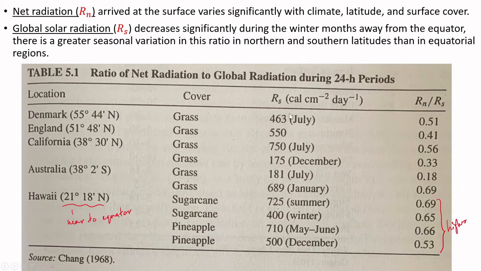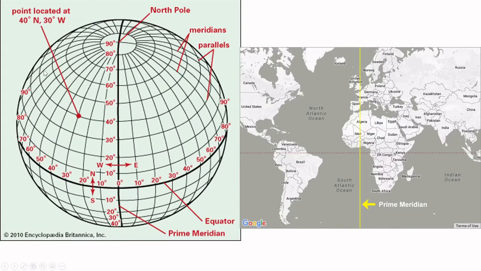In fact, not just that. If you look at the global solar radiation that is arriving, it's also different for different locations. It could be due to the topography of the location, could be due to the location of the place. So all these are factors affecting the ratio of net radiation to global radiation. All these affect the global solar radiation coming in. Okay, just in case you have forgotten what is latitude, what is longitude.